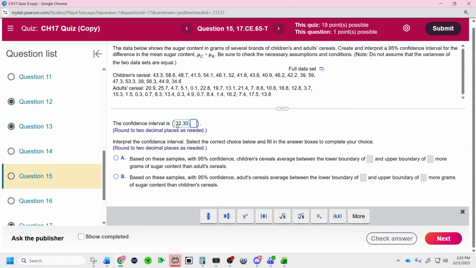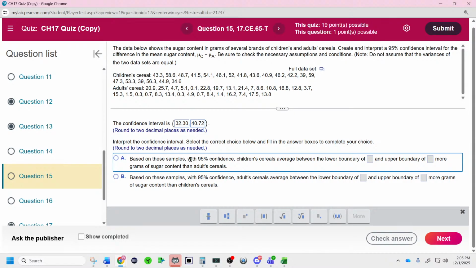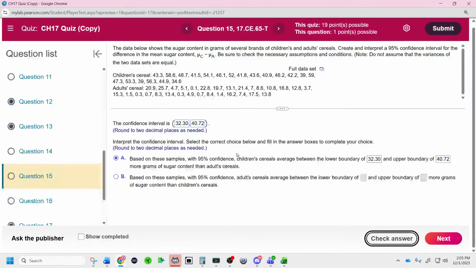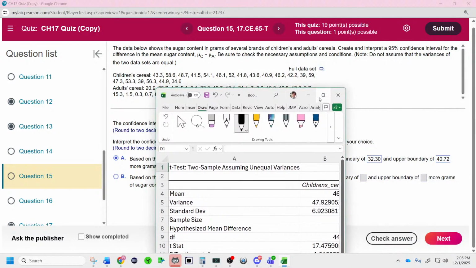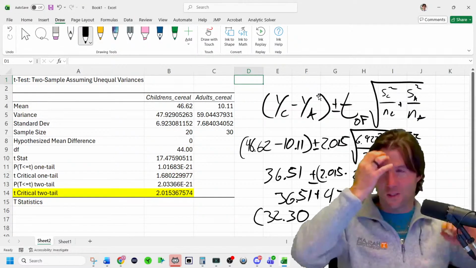32.30, 40.72, and then we are confident that the children's cereal has this much more sugar than the adult cereal. So 32.30, 40.72. Let's hope we did all our math correctly. Check answer, 100. Yeah, it's a good problem, and it shows you what you can do with Excel pretty quickly. It's just getting these summary statistics that's important.